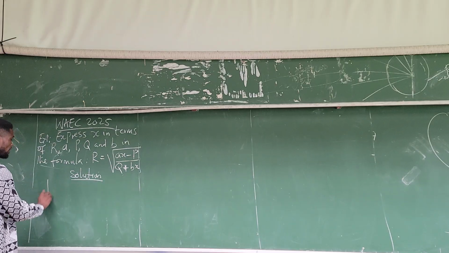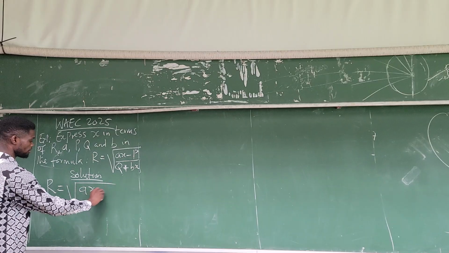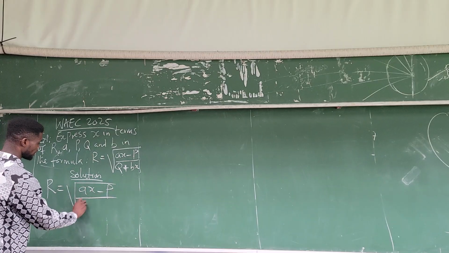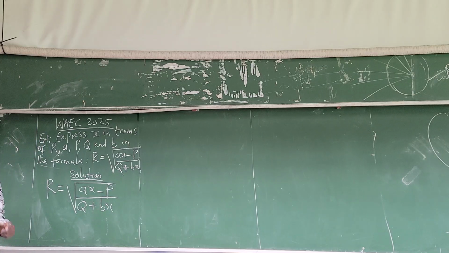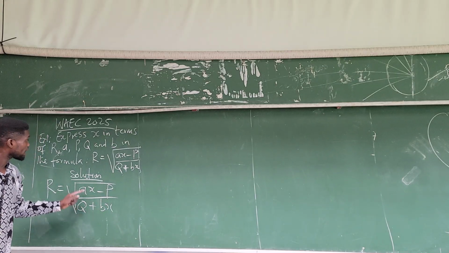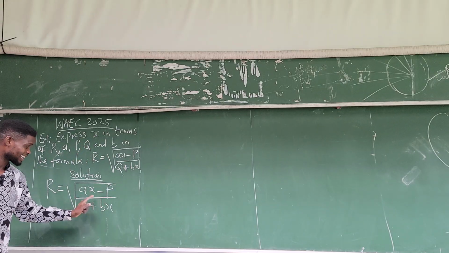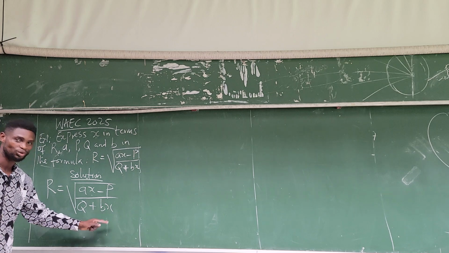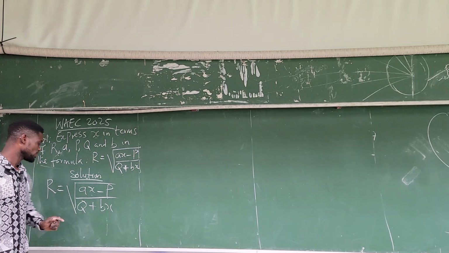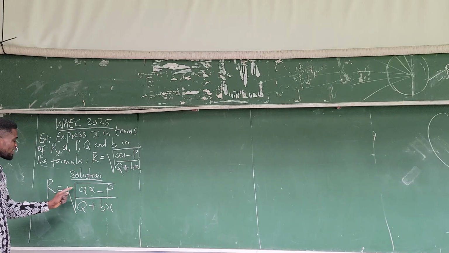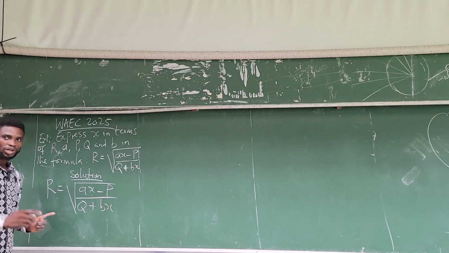The formula is R equals the square root of AX minus P, all over Q plus BX. We are asked to make what? We are asked to make X the subject of the formula, that is, express X. Look at X: we have two X, in the numerator and the denominator. So what do we do? We need to eliminate this square root, and to eliminate it, we are going to take the square of both sides.